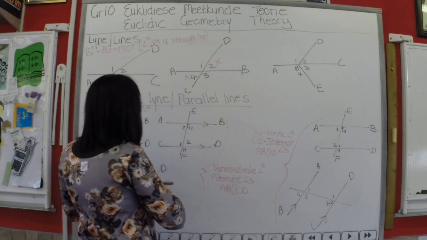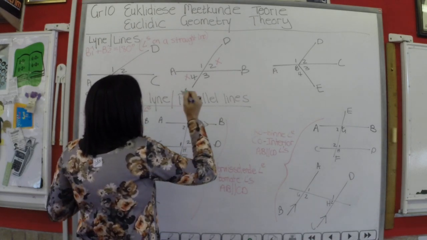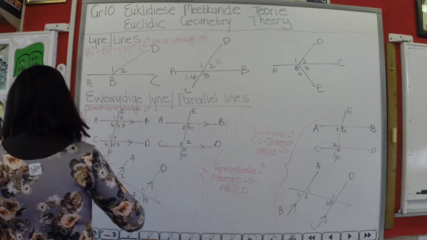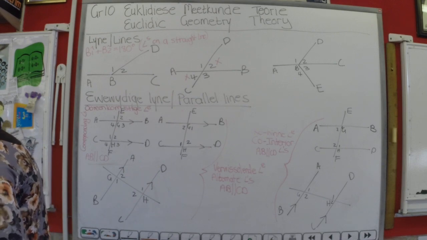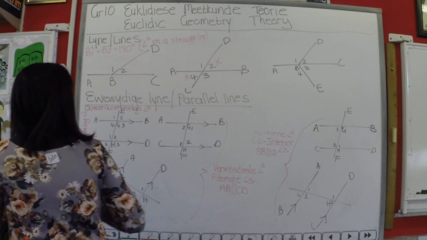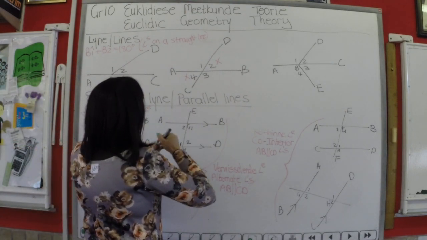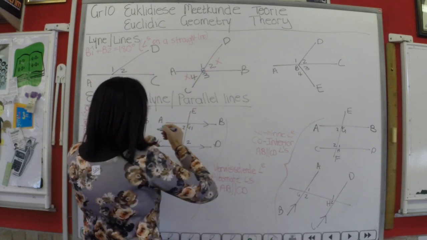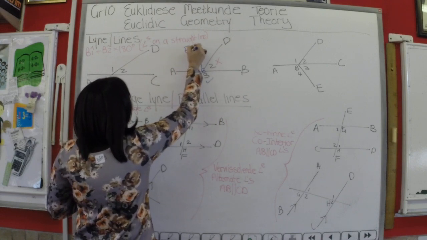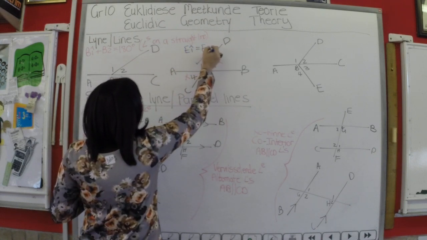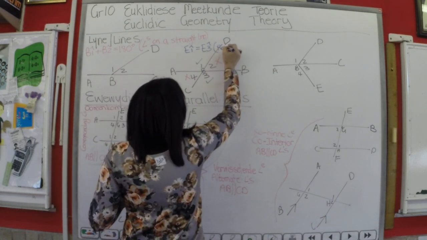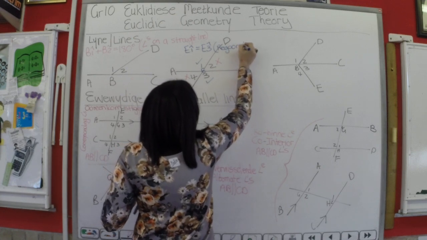So ek kan sê dat as ons hierdie ouetjie dalk noem A, B, C, D, kom ons noem daai kruising, just checking the textbook. Let's name that guy E. Hierdie is E. Dan kan ek gaan sê dat E1 is gelyk aan E3. Hoekom? Want dis regoorstaande hoeke.